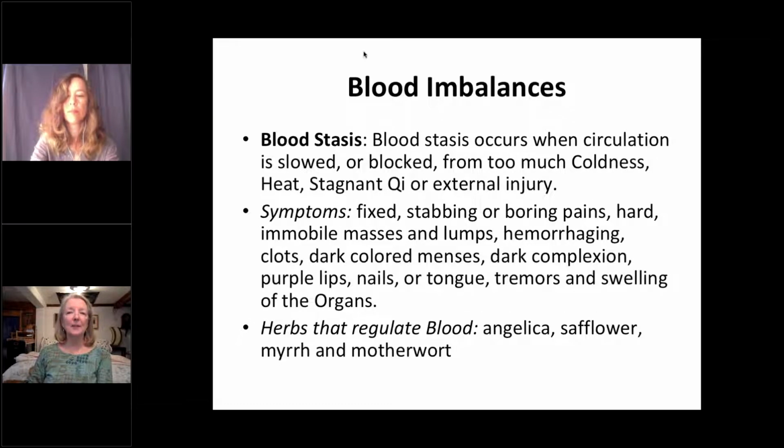Okay, now here's a big pattern that we see a lot today, unfortunately, and that's blood stasis. This is stagnation of blood. So this occurs when the circulation is slowed or blocked for some reason. It could be stagnant qi. Remember, qi and blood are very interwoven. So if qi is not moving blood as it's supposed to, blood can stagnate. But also if you get too much coldness, which can invade or can arise internally from eating a cold diet, a lot of raw foods, a lot of cold ice drinks, a lot of smoothies, that creates coldness internally. And it slows that blood circulation down.